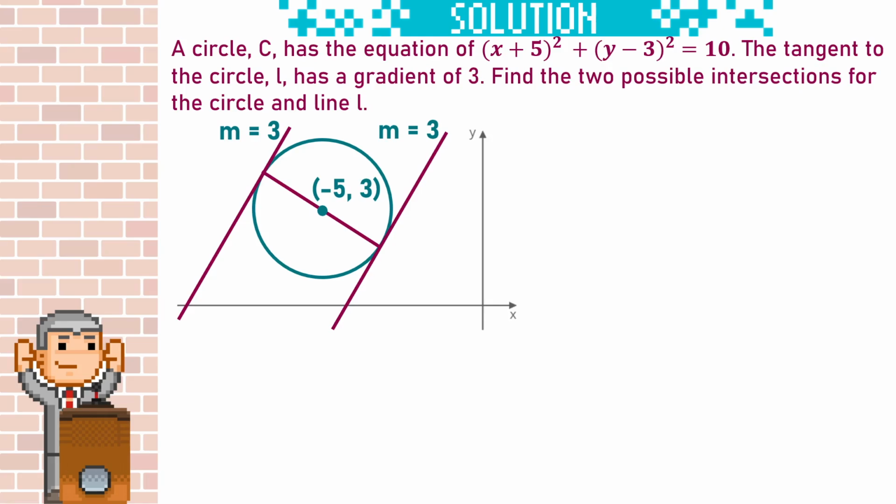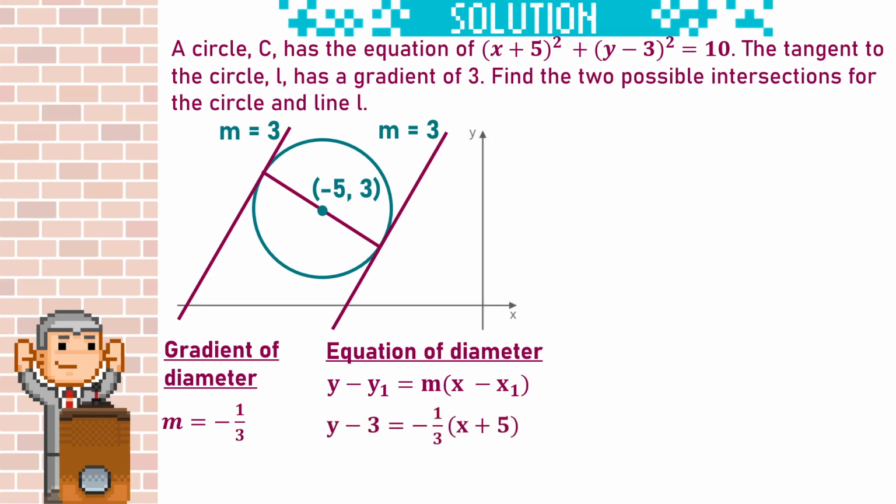And we can start by finding the gradient of this diameter. If the gradient of the tangents is 3, the gradient of the diameter is going to be perpendicular, so it's going to be minus and then flip the 3 to give us minus a third. We can then find the equation of the diameter because we do have the centre of the circle. So we substitute in the centre of the circle and the minus a third, and we find that y equals minus a third x plus 1 1/3.